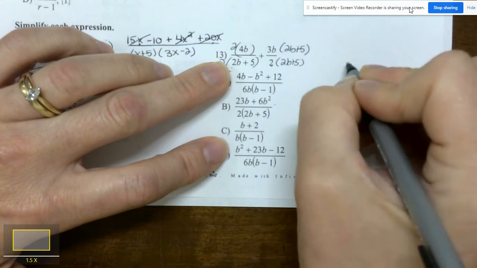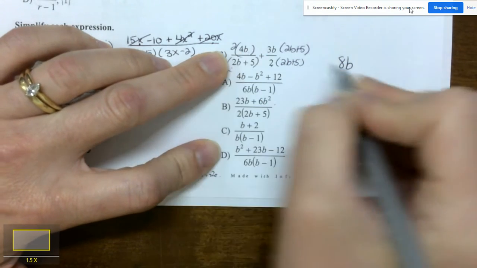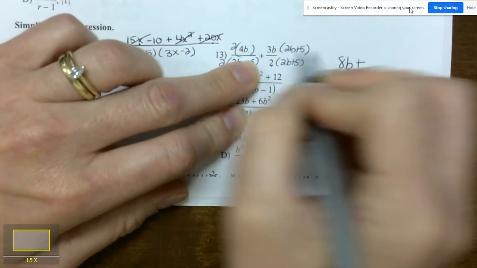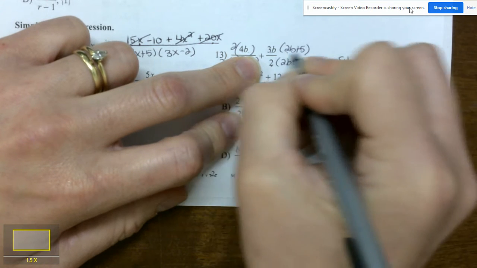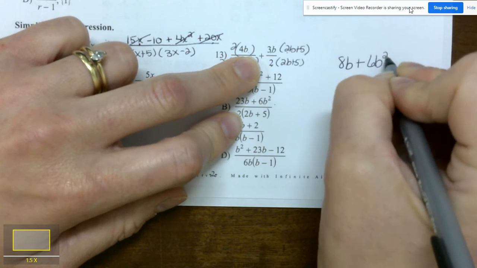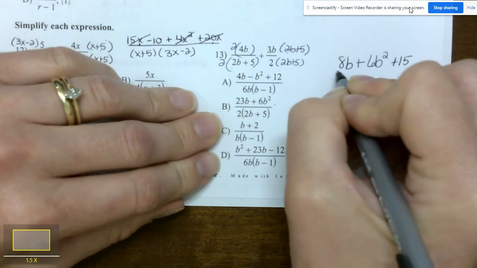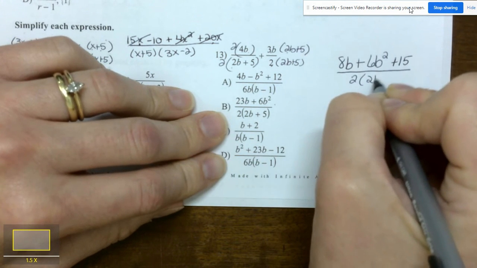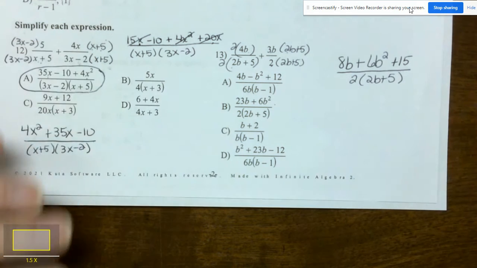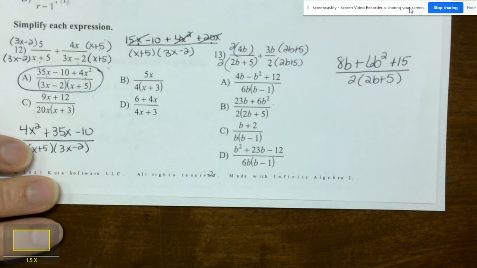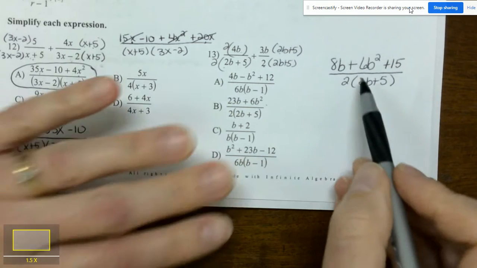Okay, so that's going to give us 8b. 2 times 4b would be 8b. Plus 3b times 2b would be a 6b squared. And 3b times 5 would be a 15. And it's all over our common denominator. Okay? Let's see if we can do anything else here.